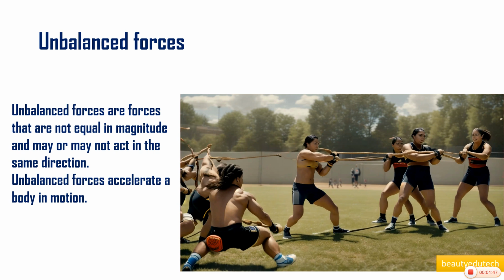If you look at the image on the screen, you see these two teams. They are trying to drag this rope. One team is trying to drag the rope to their own end, and one of the teams has succeeded in dragging the other team to their own end. This is an unbalanced force, and an unbalanced force accelerates. It causes a body that's not moving to begin to move. It sets it in motion.